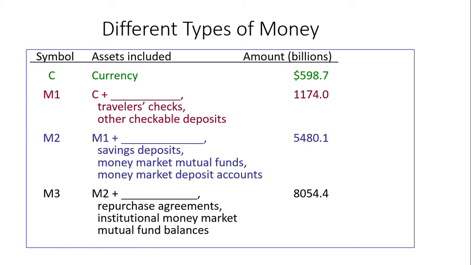Then we have institutional money market mutual fund balances, more than 10 years of institutional mutual fund deposits we have made, and we know after 10 years or so we will get back the money, but right now it is the least liquid form of money. So these are the four broad categories that we use.